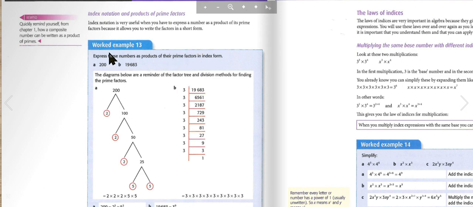Worked example 13. Express these numbers as products of their prime factors in index form. The numbers are 200 and 19,683. So you could use the factor tree or the division method for finding the prime factors.